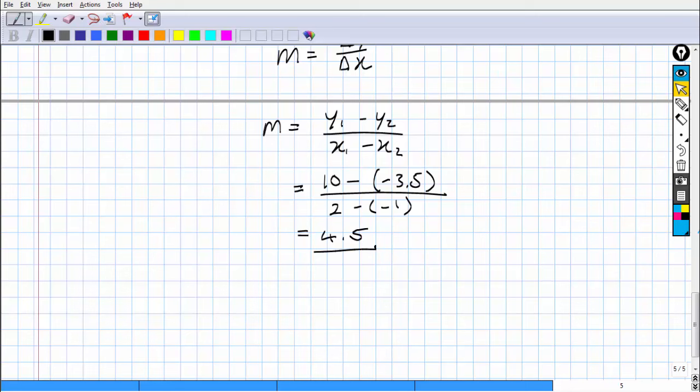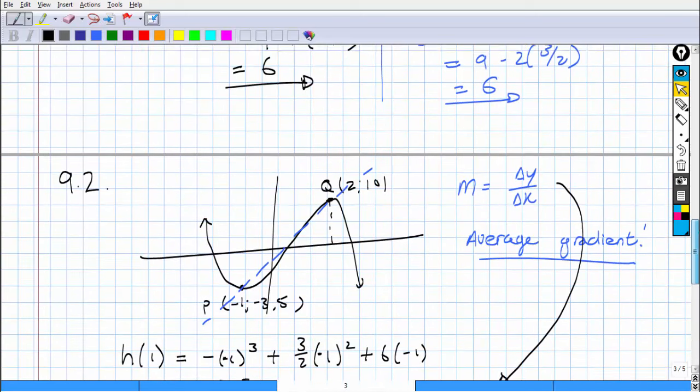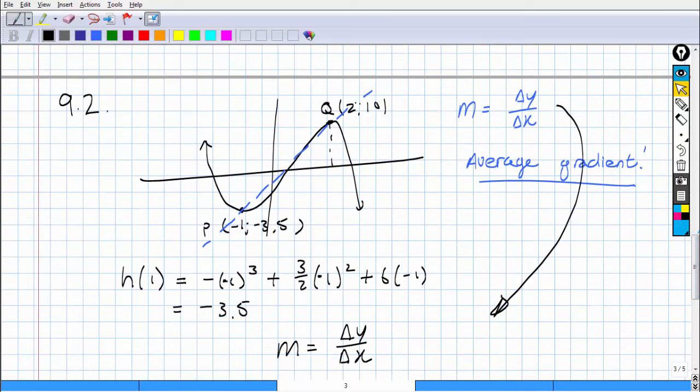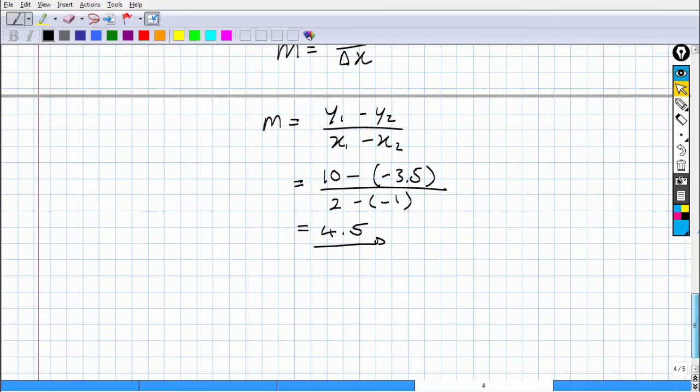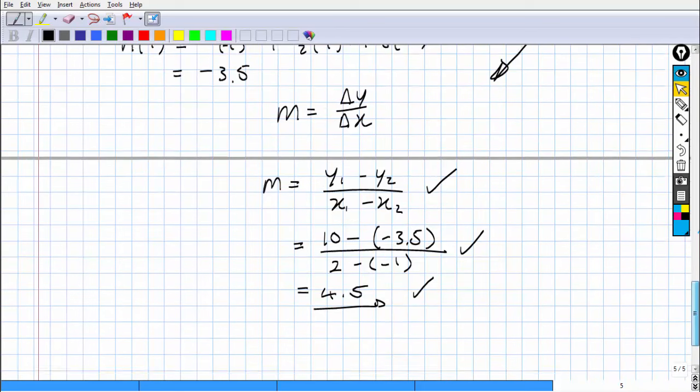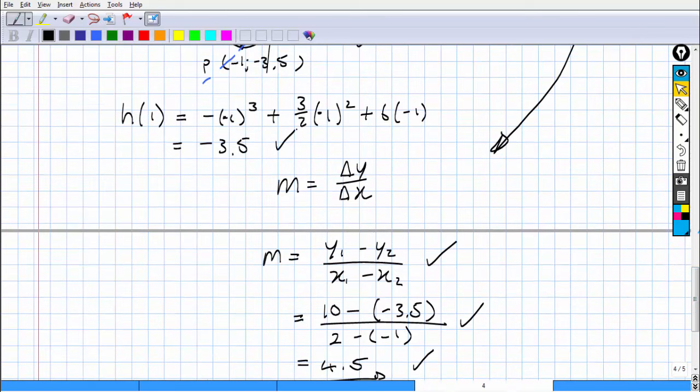And you have to get a positive answer because, as you can see with this graph, it's a positive gradient going between those 2 points. Okay, and that was for 4 marks. You get a mark for this. You obviously get a mark for the substitution. You get a mark for your final answer, and you get a mark for that. So that's, quite honestly, 4 free marks.